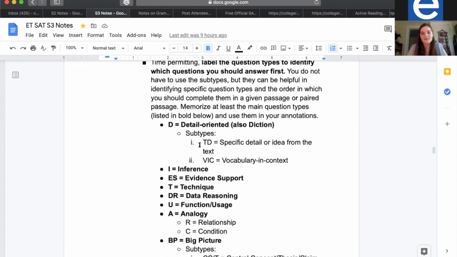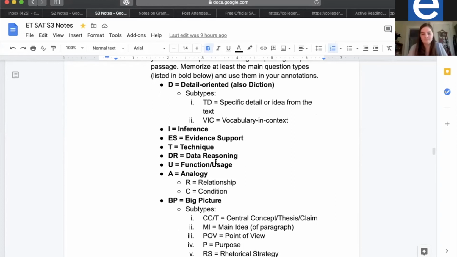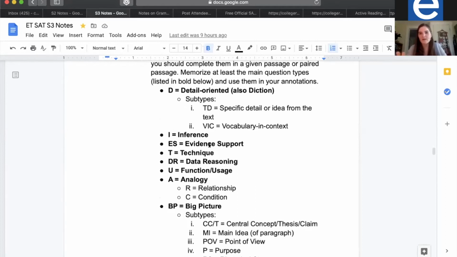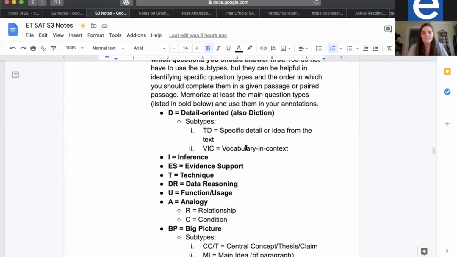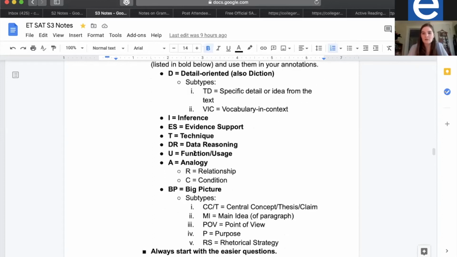You do not have to necessarily use the subtypes that I have listed here throughout, but it is helpful in terms of identifying the specific type of question, or isolating within these broader categories what you're looking at. All right. So they can be helpful in identifying specific question types and the order in which you should complete them in a given passage or paired passage. Memorize at least the main question types, which are in bold here, okay, and use them in your annotations, okay? I'm going to show you examples in just a moment.